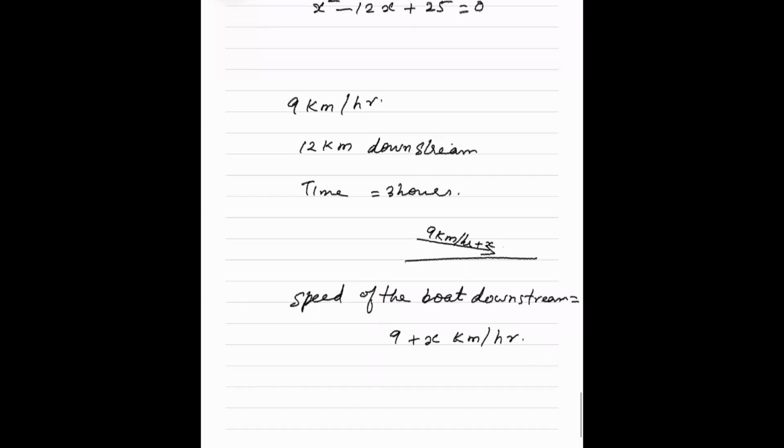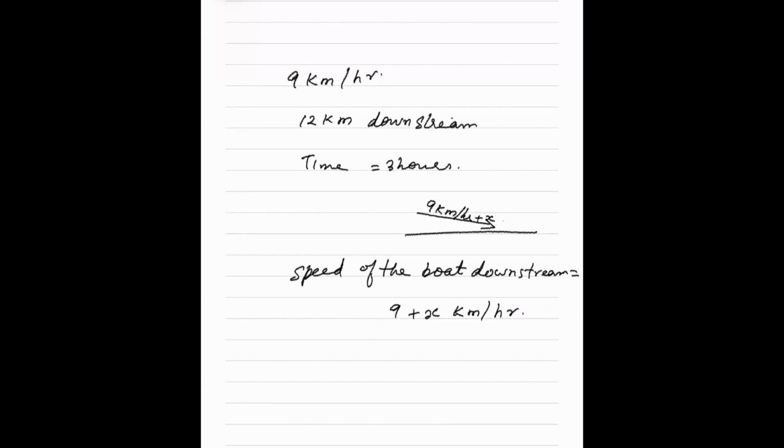Now, while it comes upstream, it will be minus because the flow is in the opposite direction. So the upstream speed is going to be 9 minus x. Okay. So that you have to remember. Speed of the boat upstream is going to be 9 minus x. Again, it's kilometer per hour.